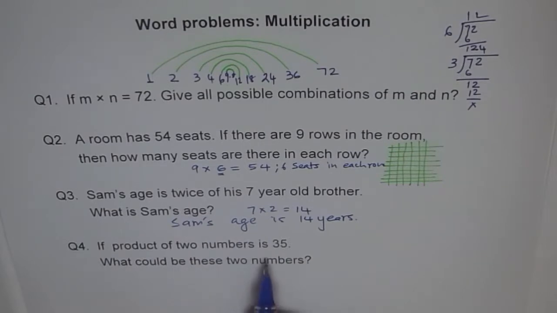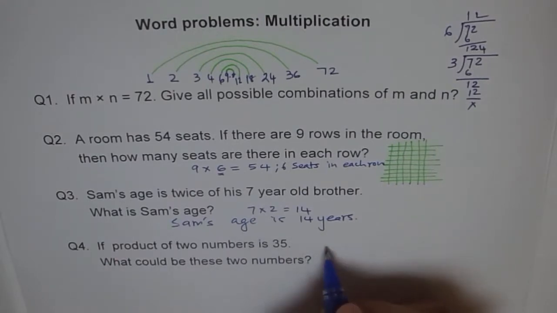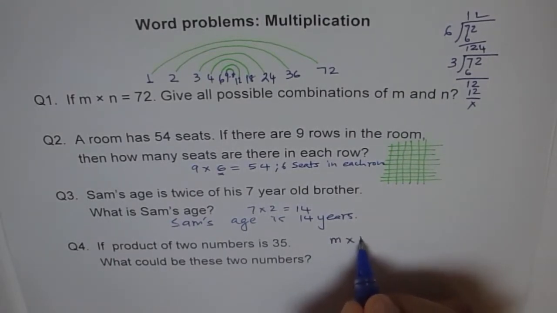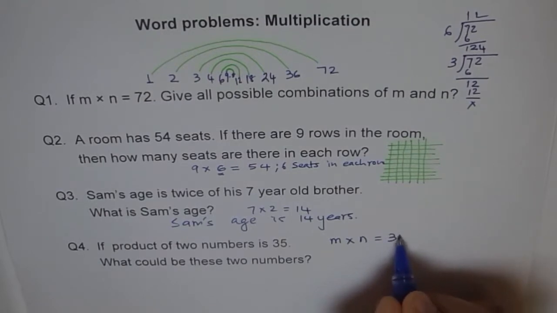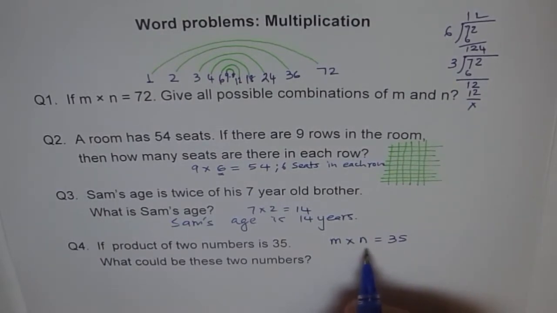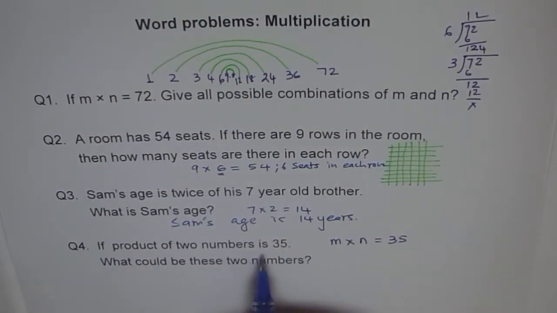This is exactly the same question as question number 1, but written in a different way. Do you see that? So we can say this: m times n is 35. What are m and n? Let's say the product of 2 numbers is 35. M and n are factors, right? And their product is 35. So what are the 2 numbers?